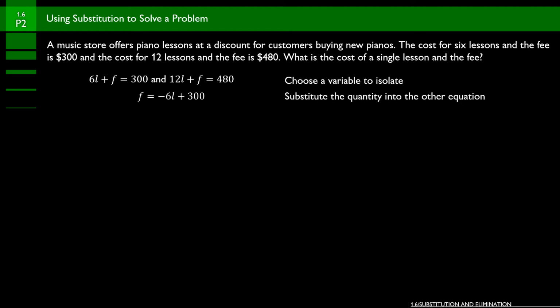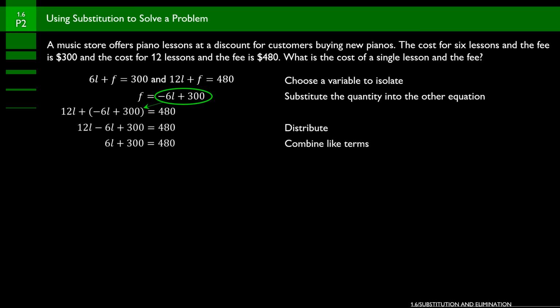So now we've got F equals negative 6L plus 300. We again know what F is equivalent to. F is equivalent to negative 6L plus 300. So we can take that quantity and we can plug it into the second equation for F. So when we do that, we have 12L plus the quantity negative 6L plus 300 equals 480. Combine your like terms. You're going to be left with 6L plus 300 equals 480.